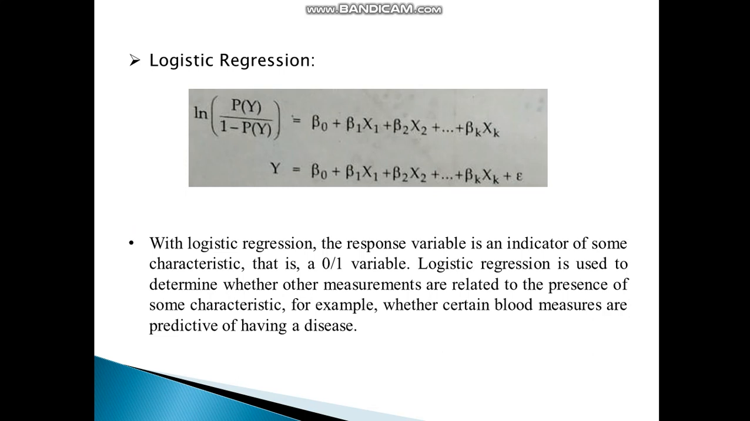With logistic regression, the response variable is an indicator of some characteristic, that is, a 0 or 1 variable. Logistic regression is used to determine whether other measurements are related to the presence of some characteristic. For example, whether certain blood measurements are predictive of having a disease.